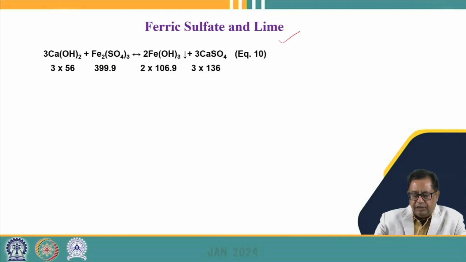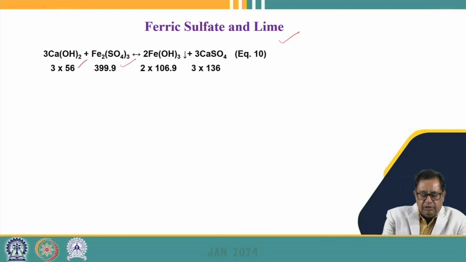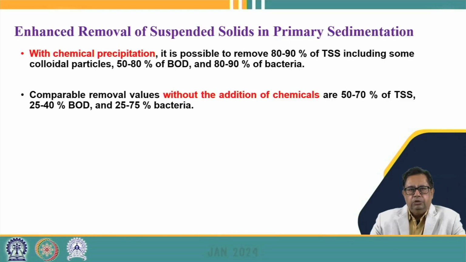Ferric sulfate and lime can also be used, where the ferric sulfate reacts with the lime and leads to the formation of ferric hydroxide precipitates. So we can have enhanced removal of suspended solids in the primary sedimentation. We can add chemicals for the precipitation, and this can remove soluble as well as insoluble things. For example, it can remove the suspended solids, the BOD, and also the bacteria.